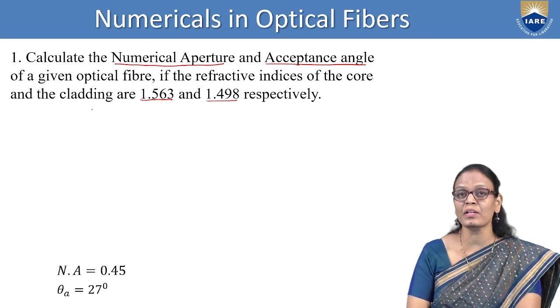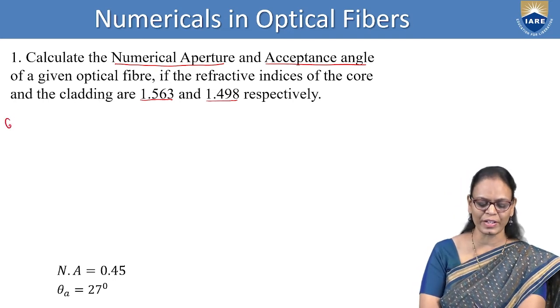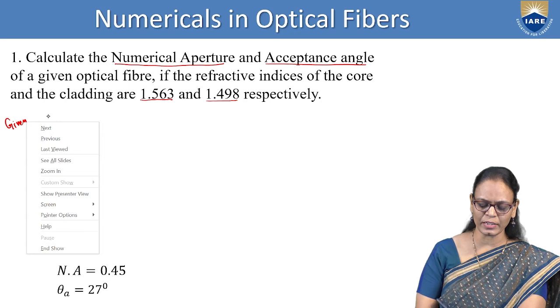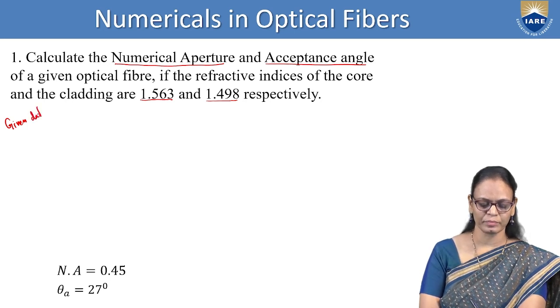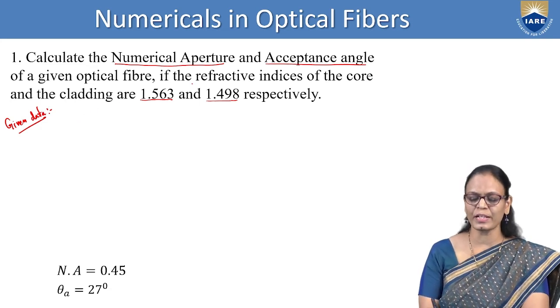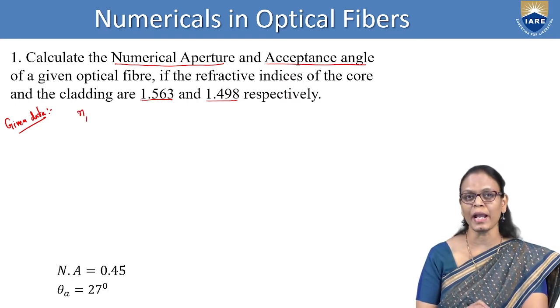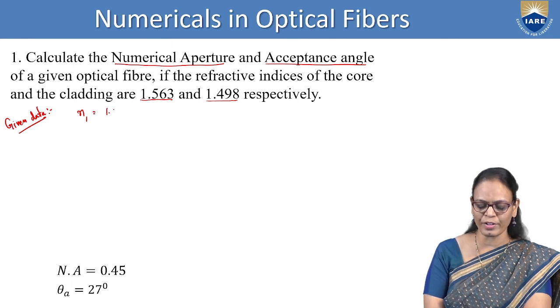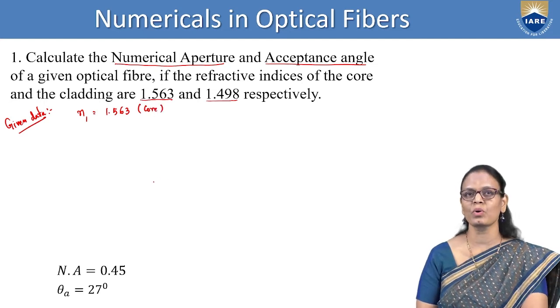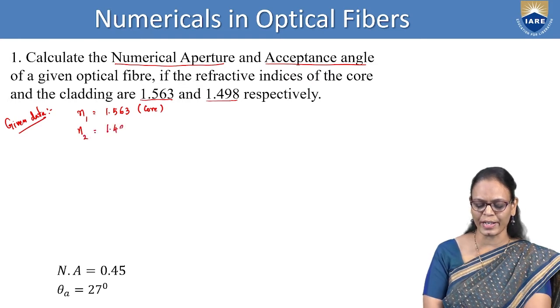So we have discussed different steps when we are doing the numericals. The first thing is to identify the given data: what is given and what we have to find out. What is given here is the refractive index of the core. I will denote the refractive index of core by N1. So N1 is equal to 1.563. This is for the core. N1 is representing the core refractive index. Then N2 is equal to 1.498. This is for the cladding.